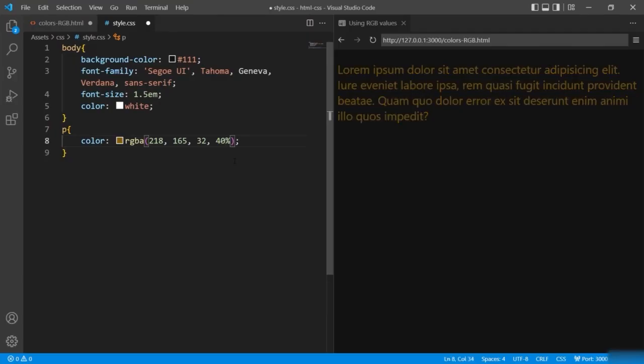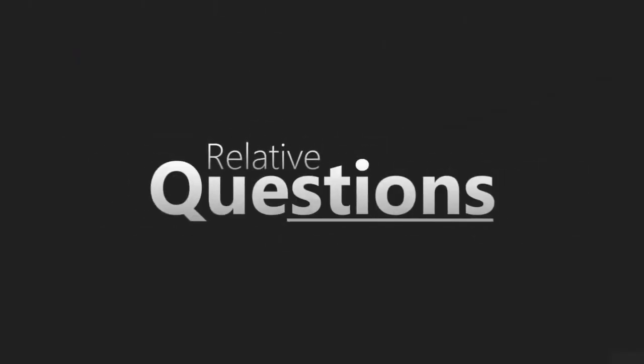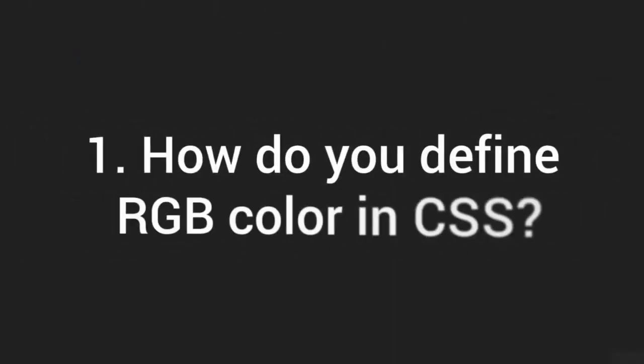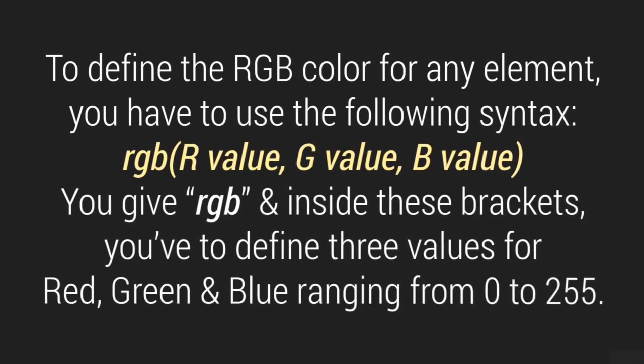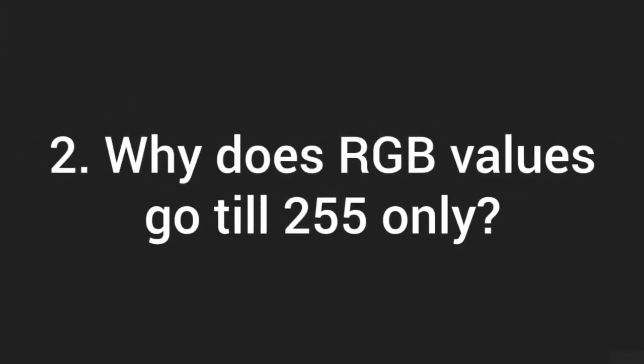So this was all about using RGB values for applying colors to the elements. Let's talk about some basic questions. The first is, how do you define RGB color in CSS? So to define the RGB color for any element, you have to use the following syntax. You give RGB, and inside these brackets you give three values for red, green and blue, which is ranging from 0 to 255.